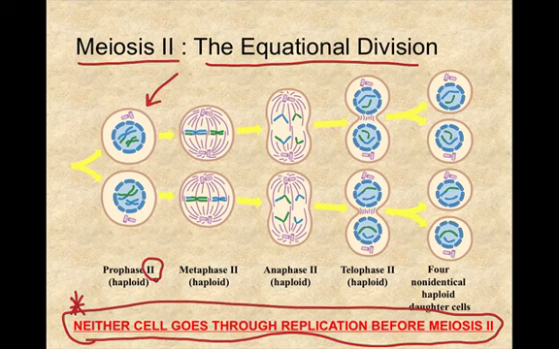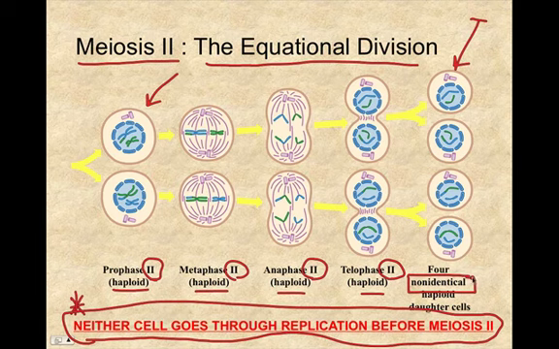You'll notice that there is a Roman numeral 2 behind each of the phases in meiosis 2, and we have now gone to haploid. So we've gone from 2N to N. And then the end result is going to be, instead of 2 cells, we're going to have 4, and they're non-identical haploid daughter cells.